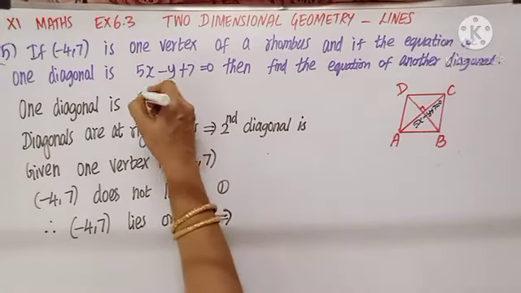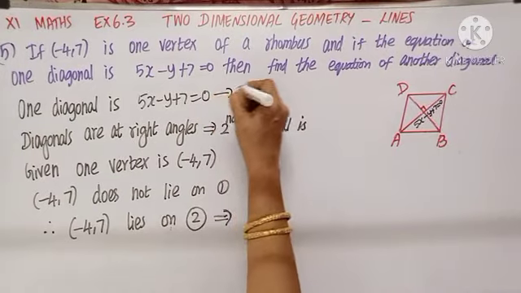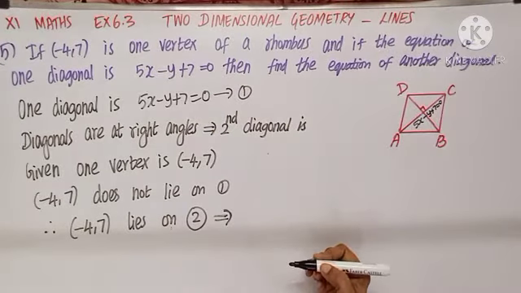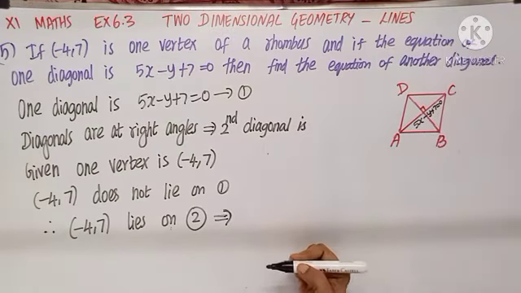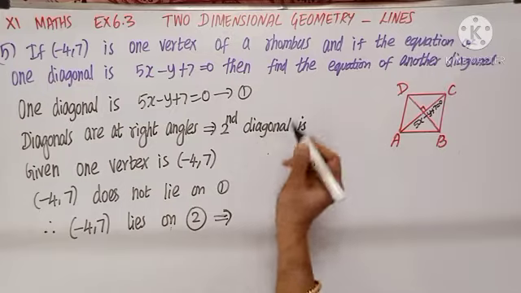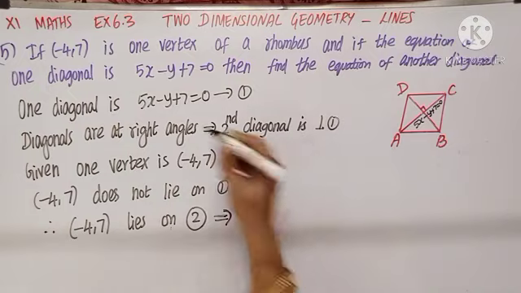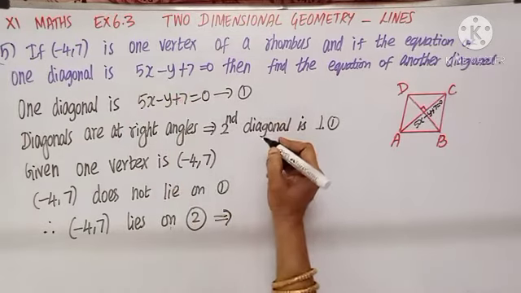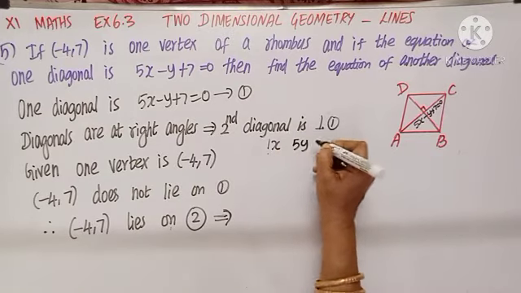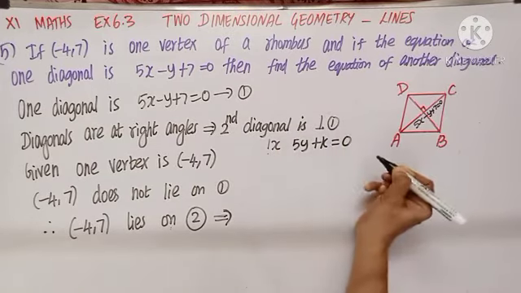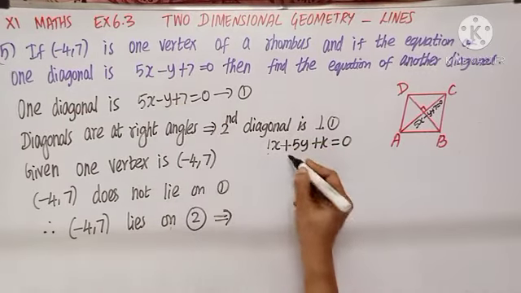Given one diagonal, 5x - y + 7 = 0, call it as number 1. Since we know in a rhombus, diagonals cut at right angles, the second diagonal is perpendicular to the first diagonal. How to write it? Interchange x and y coefficients. That is 1x, 5y plus k equals 0. If minus comes, you change it as plus. If plus comes, you change it as minus.